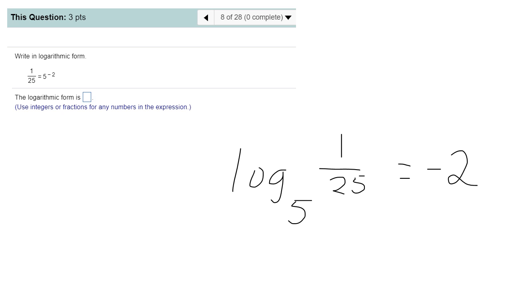In question 8, you also have to rewrite a given statement, which this time it's stated as a base 5 with exponent -2 equaling the fraction 1/25. To write that as a log, you would write it as log of base 5, then put the 1/25 equals -2. Remember, a log is always equal to the exponent.